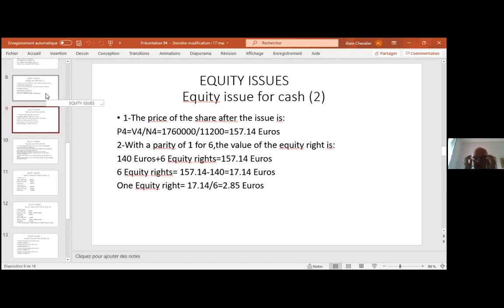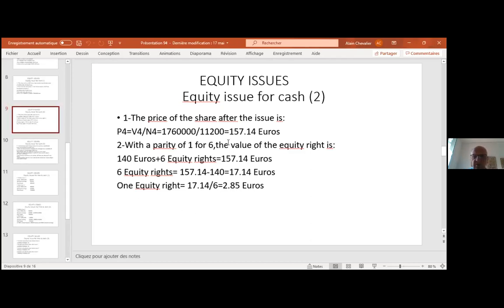You understand this is always the case, and it is clear that the value of the equity rights is much lower in the equity issue for cash than in the equity issue for free. And if you compare both cases, it is very clear because of the cash, of course.